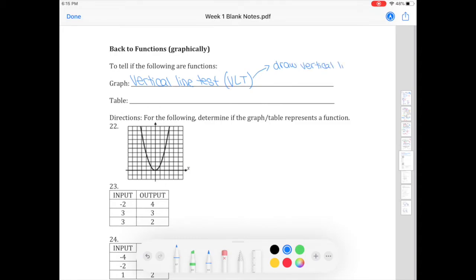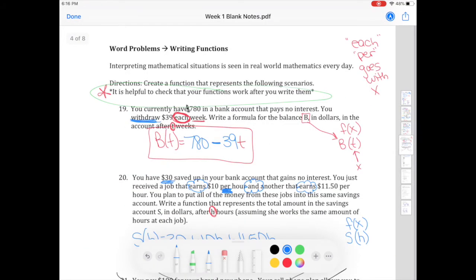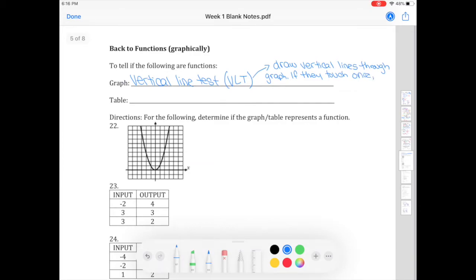But what the vertical line test is, you have to draw vertical lines through your graph, and if those lines touch once, if they touch once, it is a function.